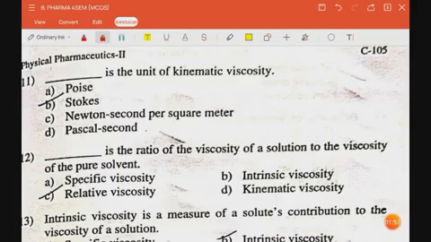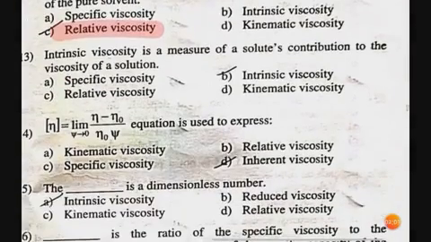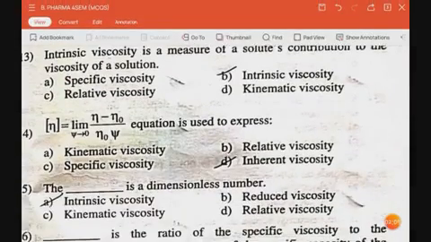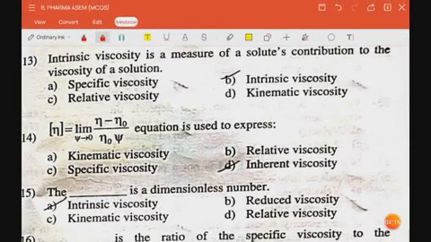Dash is the unit of kinematic viscosity. The answer is Stokes. The next question is dash is the ratio of viscosity of a solution to the viscosity of pure solvent. The answer is relative viscosity. The next question is intrinsic viscosity is the measure of a solute's contribution to the viscosity of a solution. The answer is intrinsic viscosity.